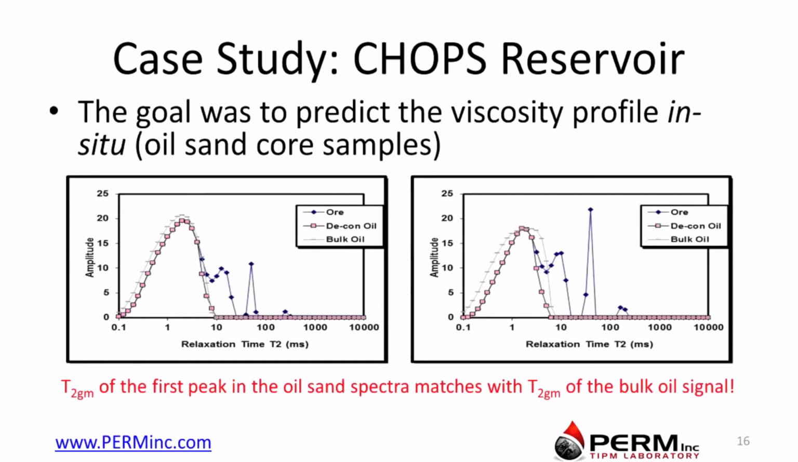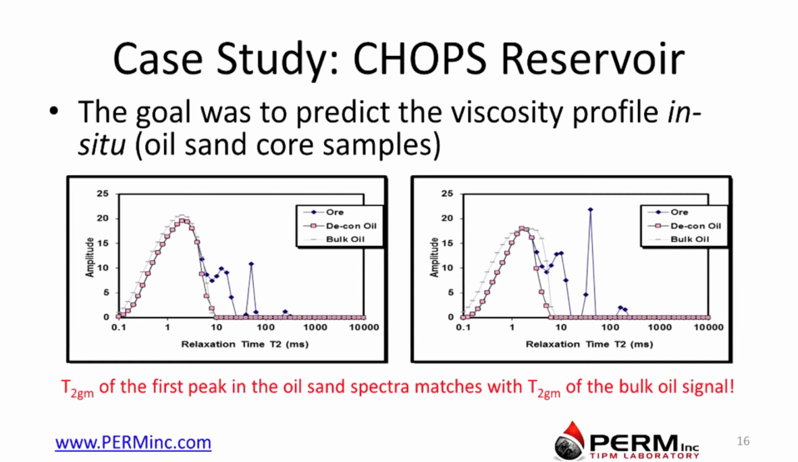This was a case study that we did a few years ago looking at a CHOPS, so a heavy oil primary production type of system. And this was looking again at predicting viscosities. And just like we saw in the previous slide, we had the ore or the oil sand material. This is the NMR spectrum of the oil sand containing connate water and heavy oil. And then we extracted some oil, and this is the gray lines in these figures.